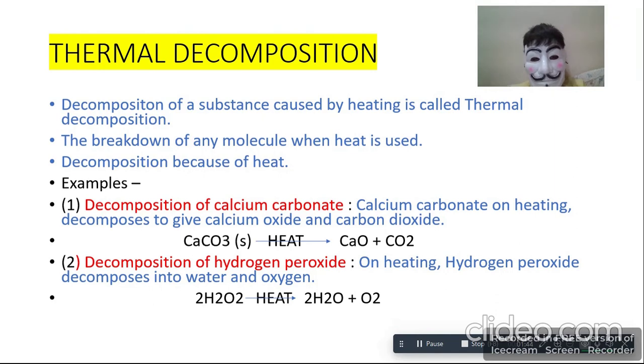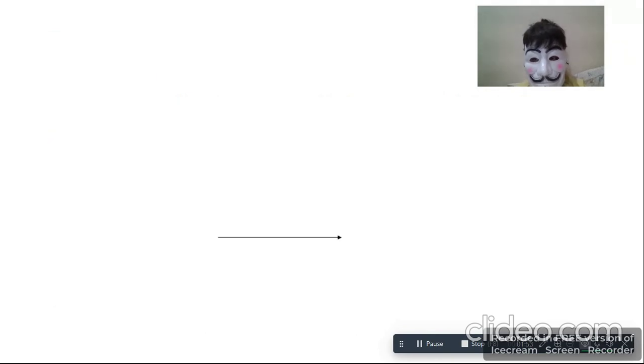Second, decomposition of hydrogen peroxide. On heating, hydrogen peroxide decomposes into water and oxygen. 2H2O2, on heating, gives 2H2O plus O2.